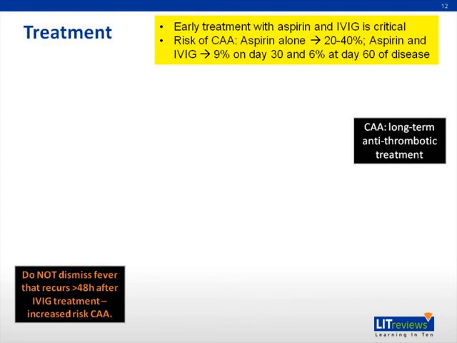On aspirin alone, the risk of developing coronary artery aneurysms is 20 to 40%. On aspirin plus IVIG, this risk drops to 9% on day 30 and 6% at day 60 of disease. The prevalence of coronary artery abnormalities has also been shown to be highly dependent on the total dose of IVIG given, but is independent of aspirin. Furthermore, IVIG appears to eliminate the possibility of giant coronary artery aneurysms if the aneurysms are present.